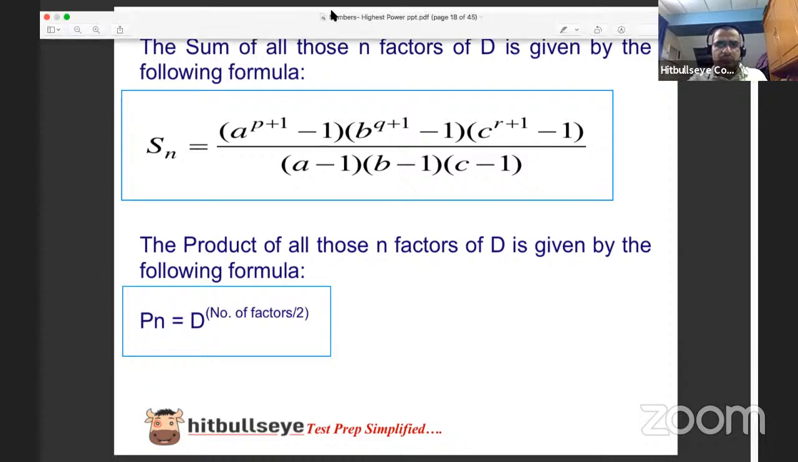Amanpreet, can you hear me? Amandeep, sorry. Can you hear me, Amandeep? Please confirm, Amandeep, if you have noted this down, both the formulas. Okay, let's go to the next one.